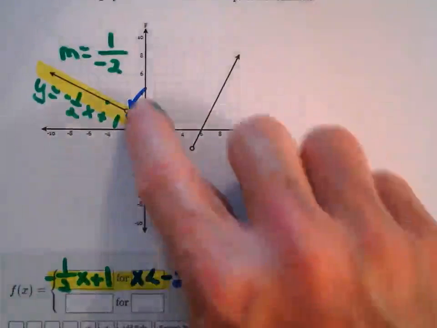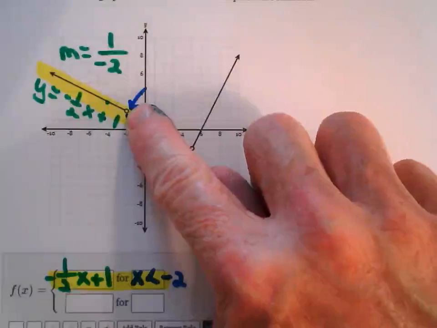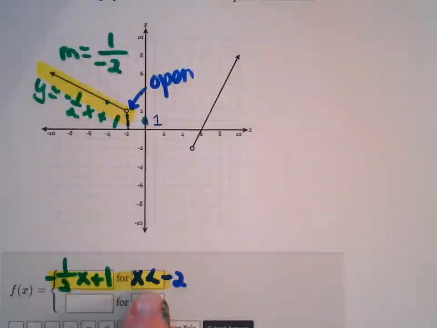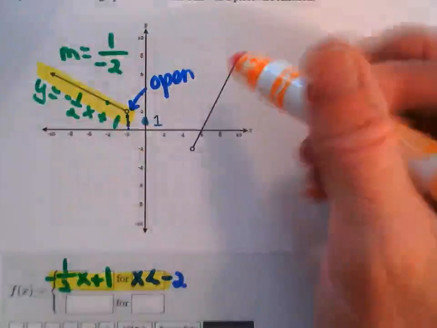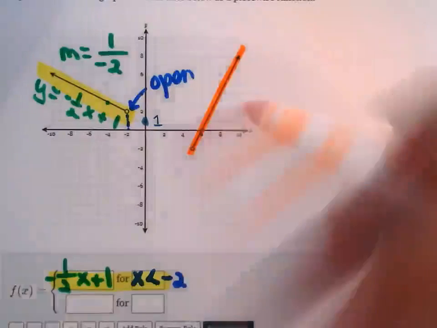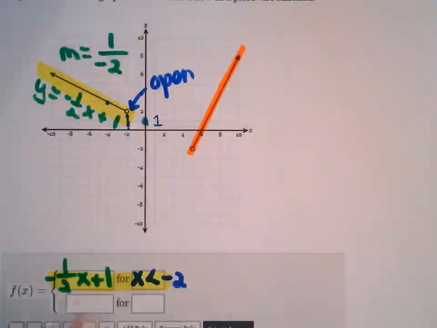Now, is that circle open or closed? Since it is open, we will leave the inequality as just less than. If it were closed, then we would make it equal to. But that's done. That is the piecewise part of this function for the yellow highlighted curve. Next up, we'll do this orange highlighted one.